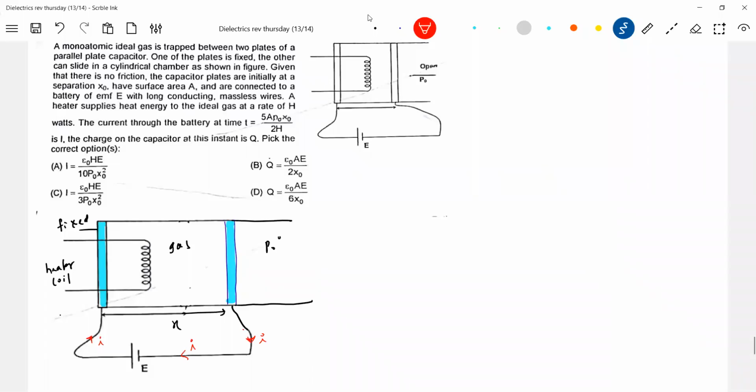Now first we'll study the diagram. What are the things here? As this heater supplies heat, first what will happen? The gas will absorb it. Then the gas will expand. So then slowly what happens? It will be moving from rest to rest. It's not something like it will accelerate.